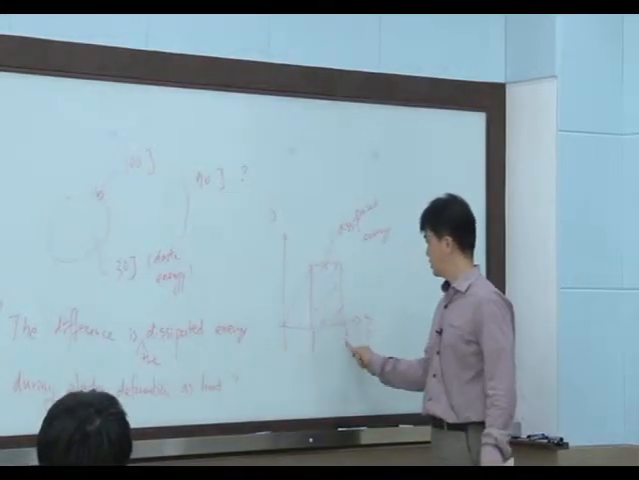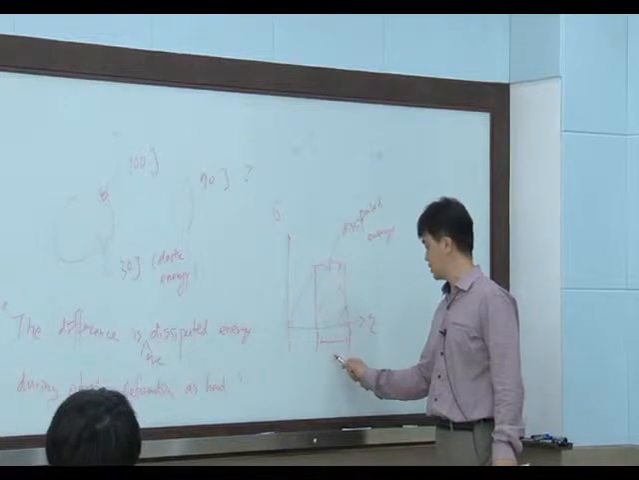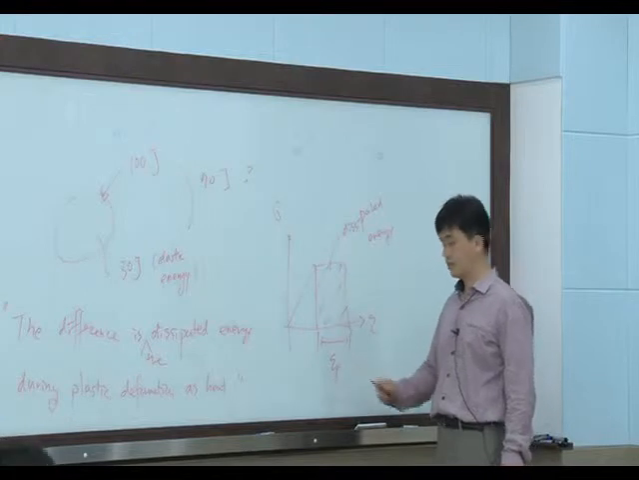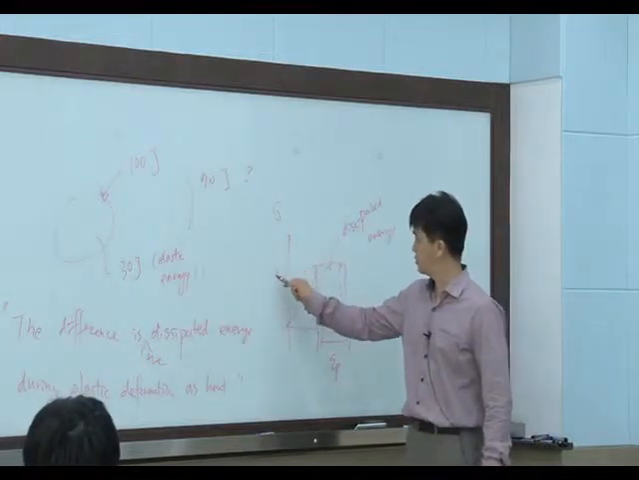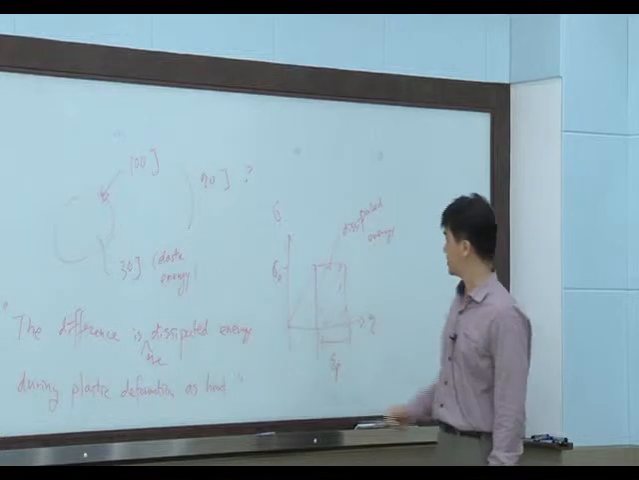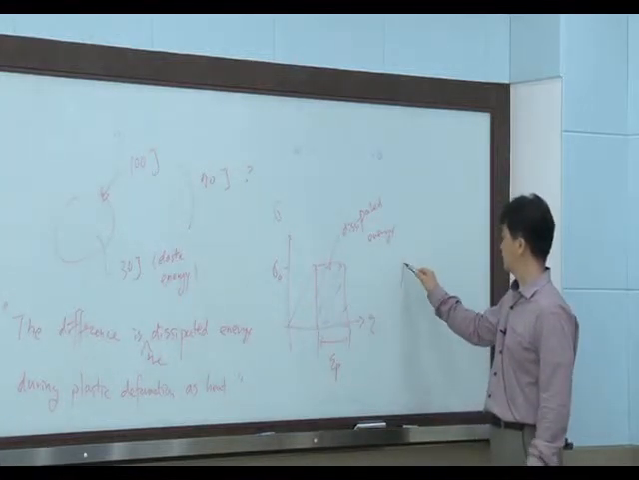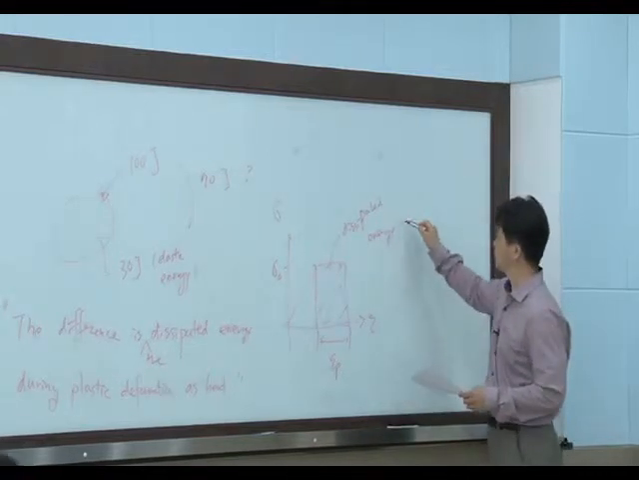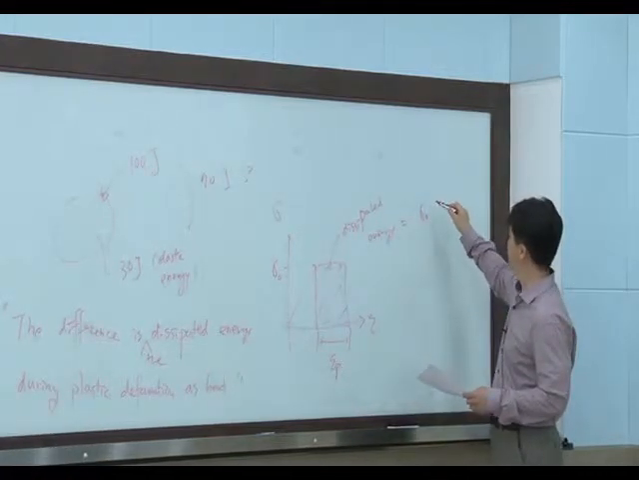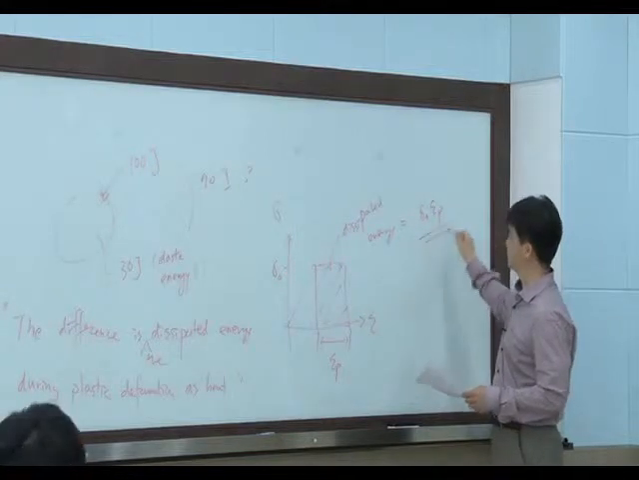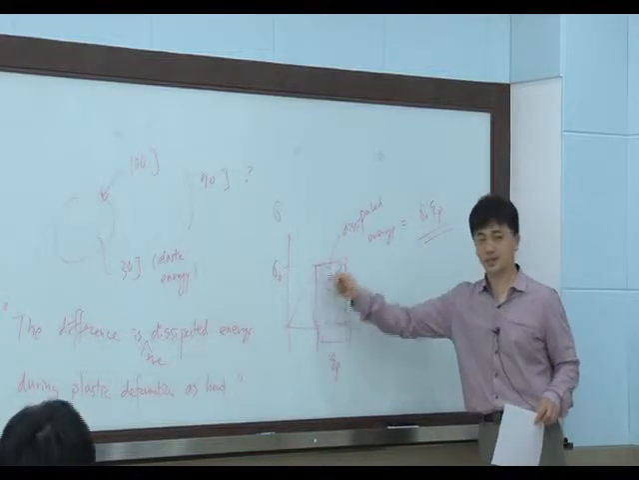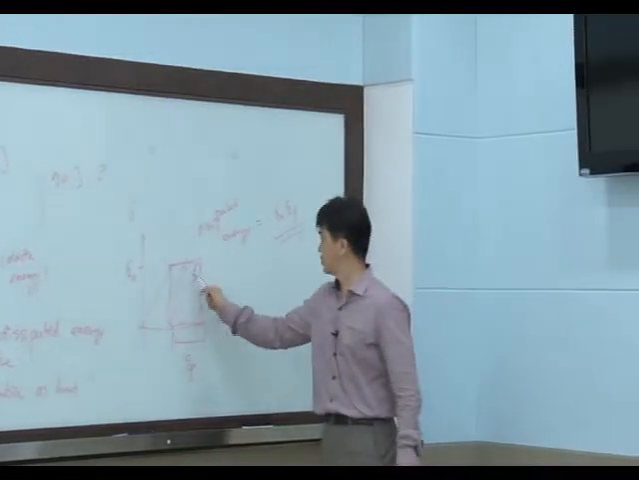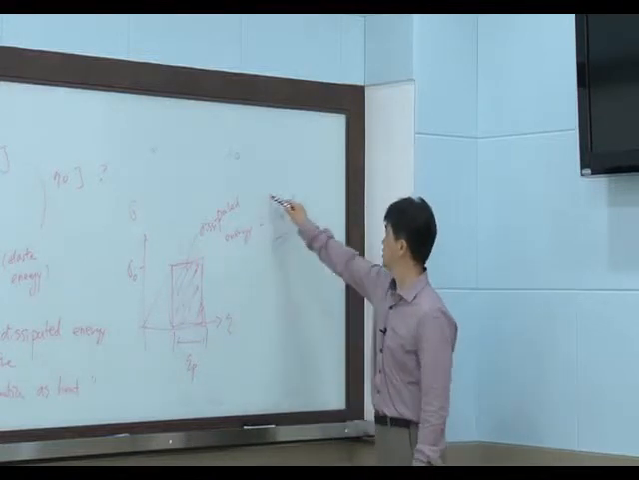So we can calculate the dissipated energy. How? This is the elastic strain and the plastic strain, and here is the yield stress. The dissipated energy equals sigma_0 times E_P. Very simple. That's just the area of this rectangle. This is the dissipated energy.